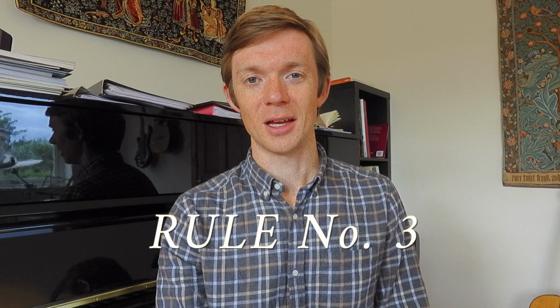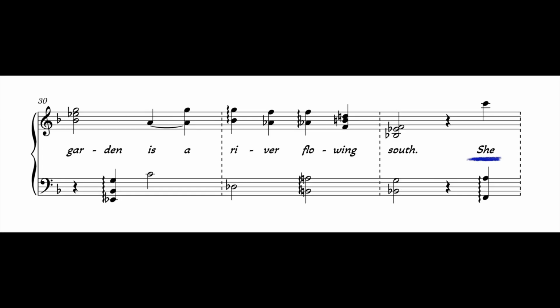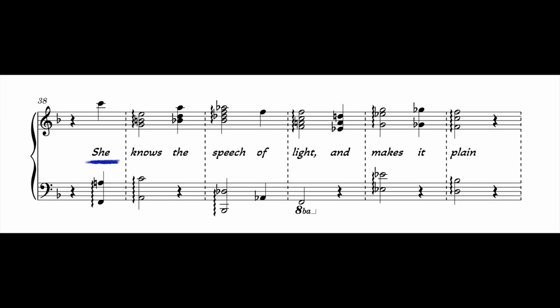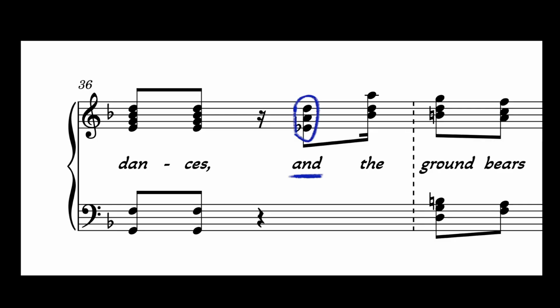Rule number 3. Once a certain word has been set, its harmony cannot be changed. If it recurs later in the poem, then the same notes or chords must be used again. For example, the word she is used 7 times in the poem, and each time I use the same 3-note chord, F, A and C. The word and is used 5 times, and each time I used this chord. So that's it, just 3 simple rules.